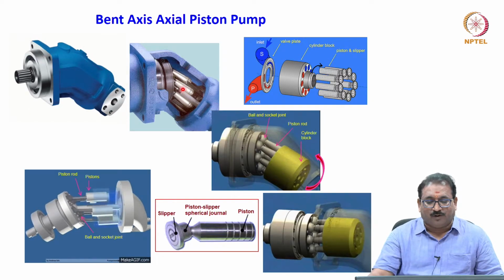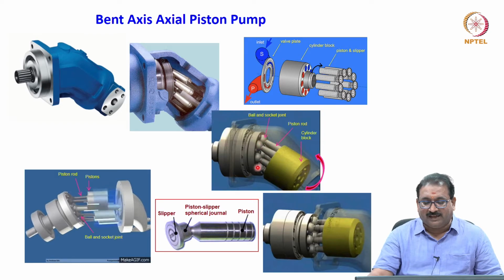This is a cut section model. You will see the drive shaft and the cylinder axis, how it is. You will see the inlet and outlet. This is a cylinder block. These are the pistons with slippers. Okay. Then you will see the arrangements, ball and socket joints.